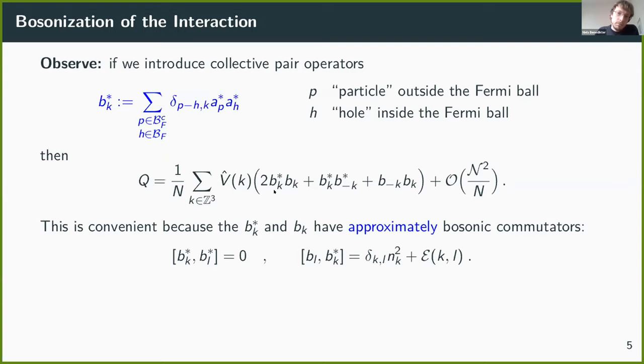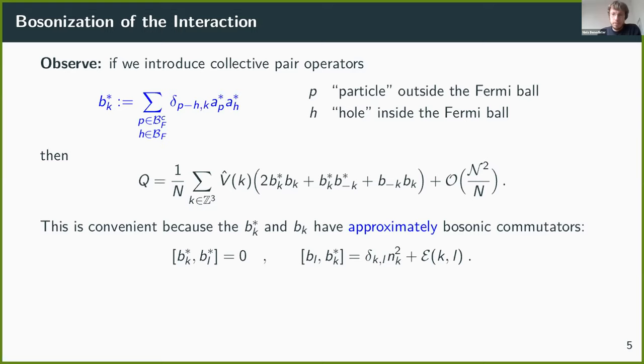And why is that bosonization? Well, that's because you notice that these B operators have approximately bosonic commutators, namely B star with B star commutes. Okay, that's not surprising: fermionic operators anti-commute, pairs of fermions commute. What is not quite so trivial is that a B with a B star is, up to normalization, a delta, up to normalization and a small error term. And that's really what you would have to have for bosons. So this is what we call bosonization.